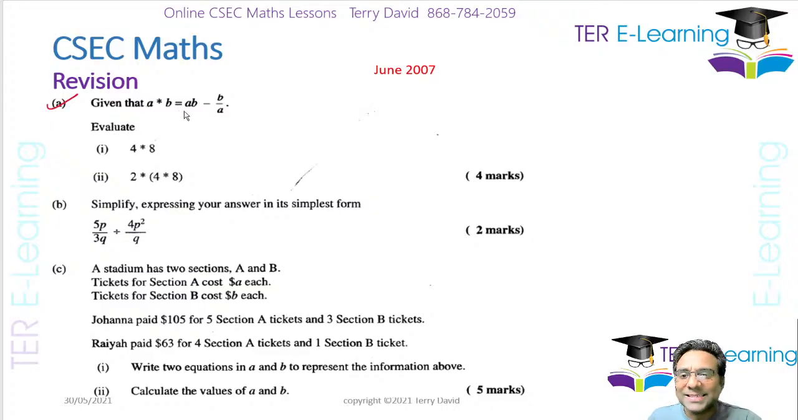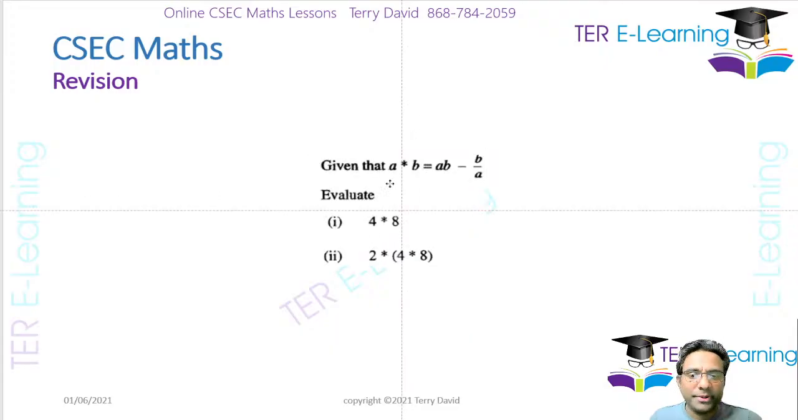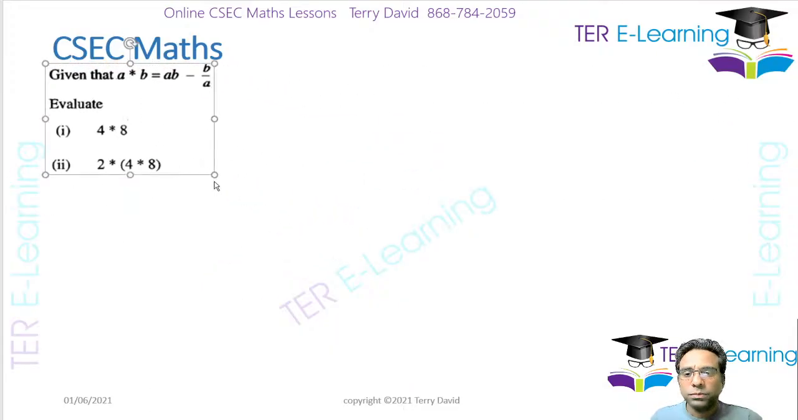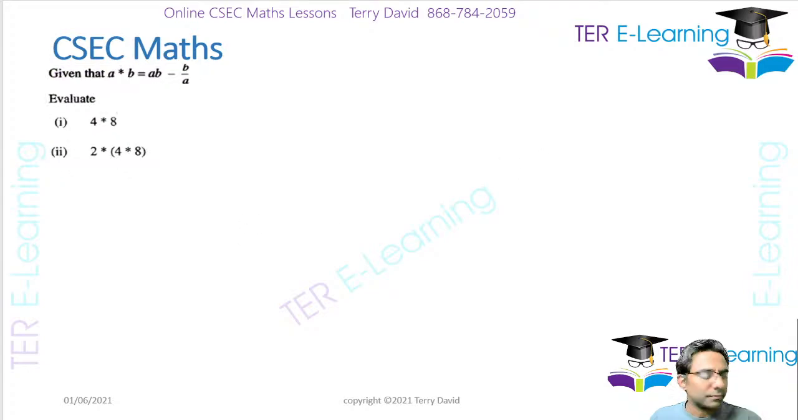So we have A star B is equal to AB minus B over A. So if you all don't know what this is or you've never seen this, this is what you call binary operations. So let's show you how to do a binary operation. It's called a binary operation because we have two variables. We have A and you have B. Those are my two variables, and they're calling it A star B.